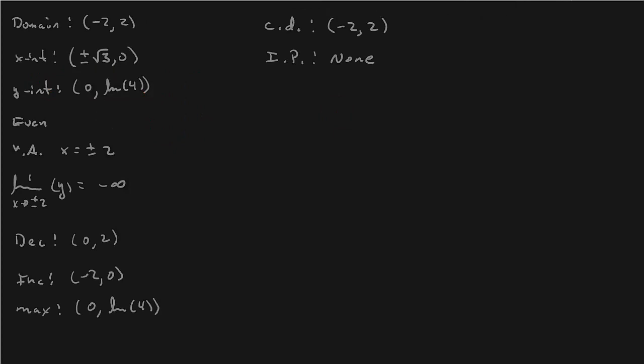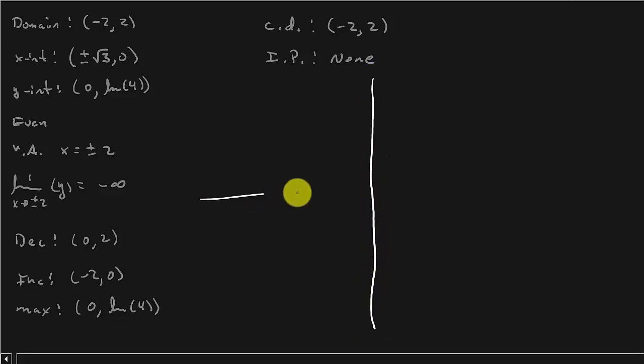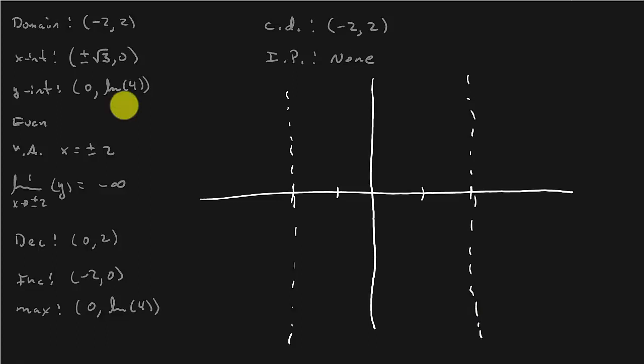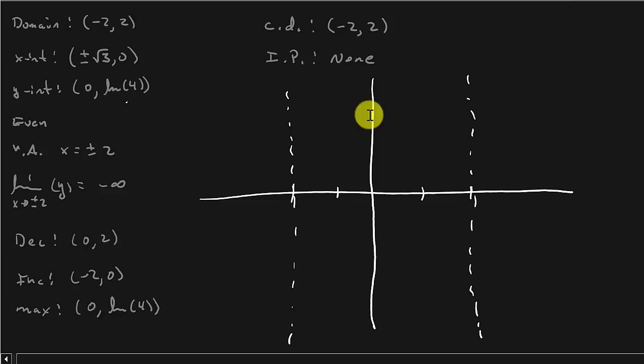Okay, so I've got all the stuff written down. So now let's graph this thing. All right, so let's say we've got 1, 2, -1, -2. I've got vertical asymptotes at -2 and 2. All right, so I've got a y-intercept at 0, natural log 4. And remember, natural log 4 was about 1.4.